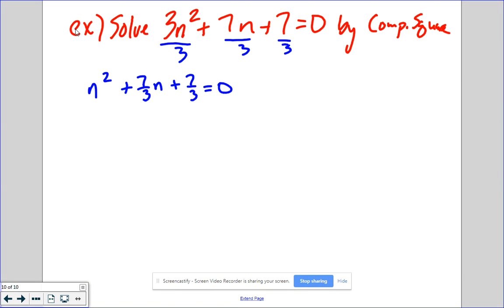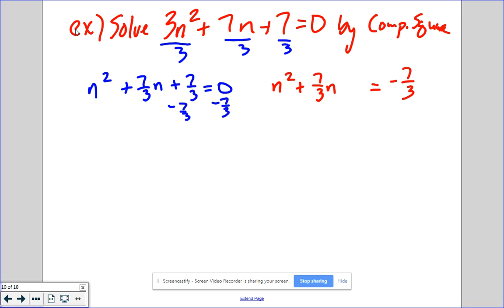Move c to the right side. Move c to the right. So c in this case is 7/3, so we're going to subtract 7/3 from both sides. If I do that, I get n squared plus 7/3 n equals, oops, I need to leave a space there, equals negative 7/3. All right, we've now got it down to a binomial on one side, but I want it to be a perfect square trinomial on that side.